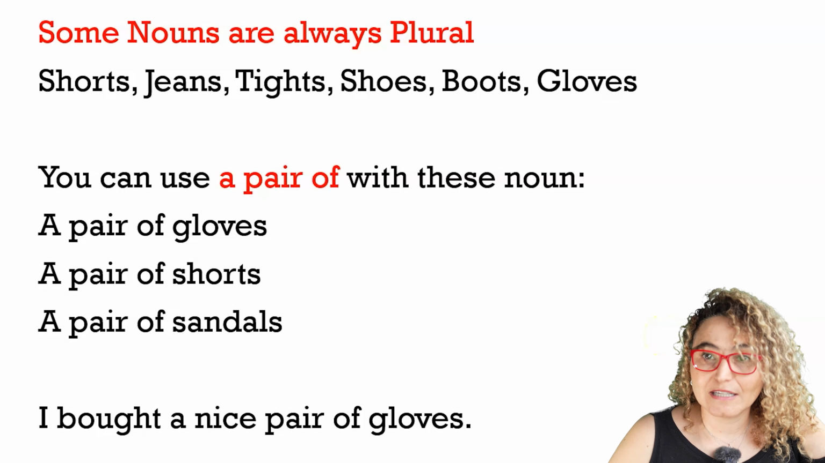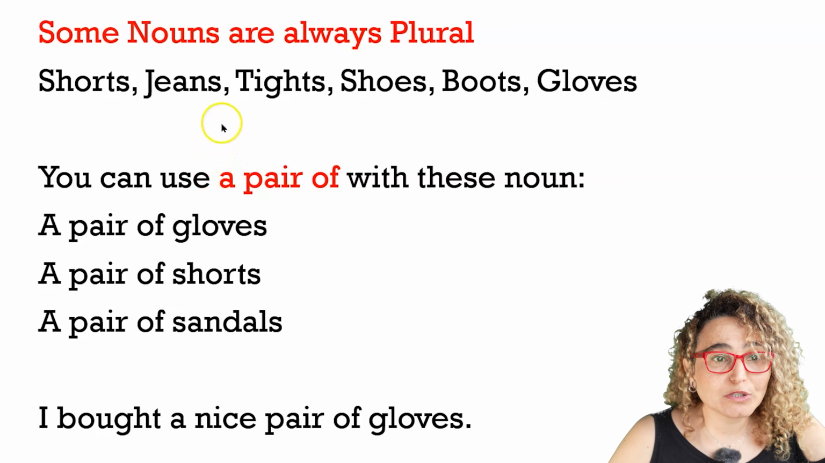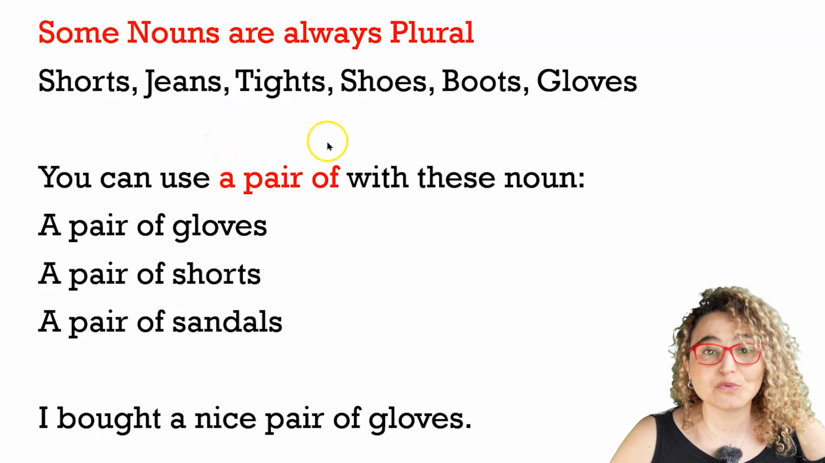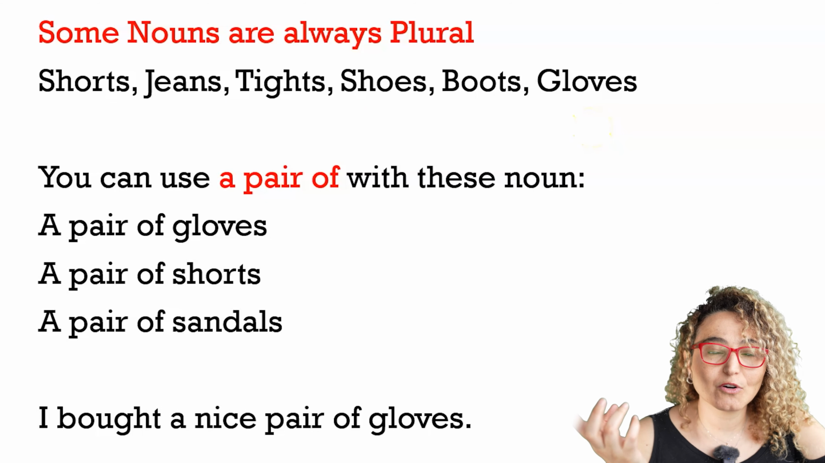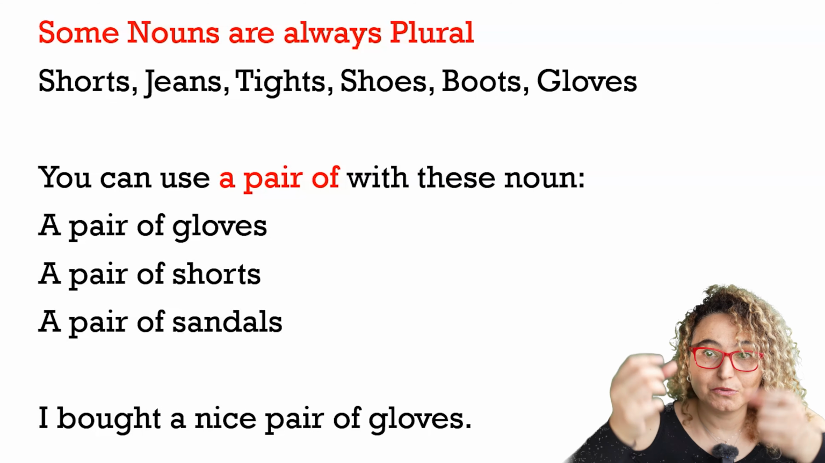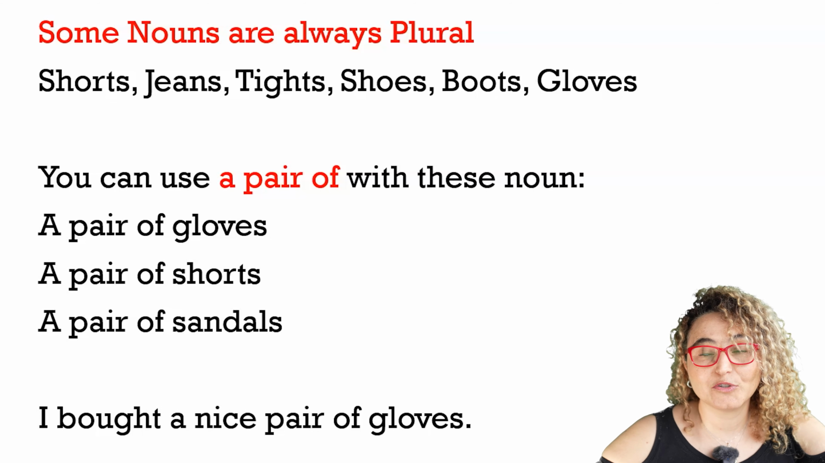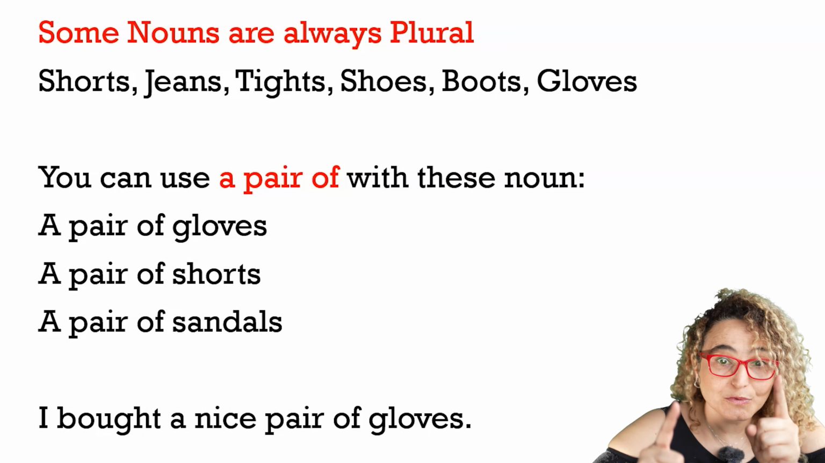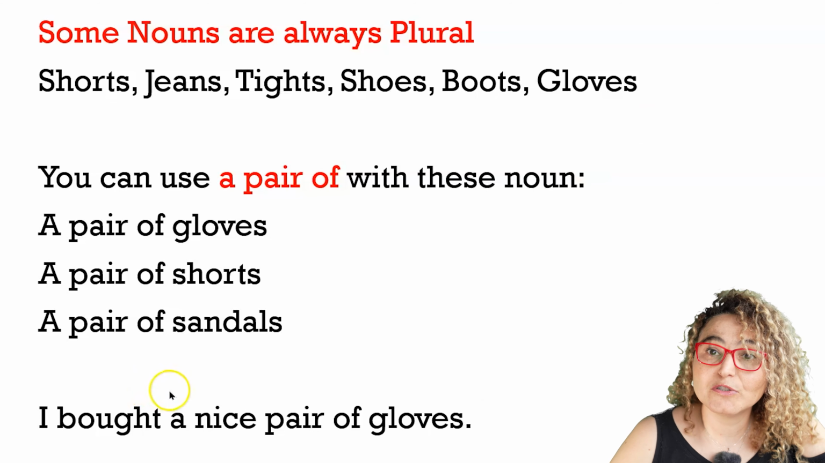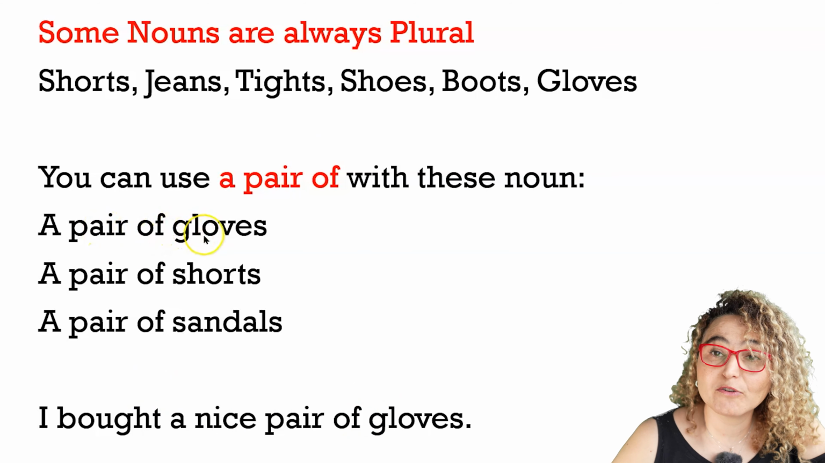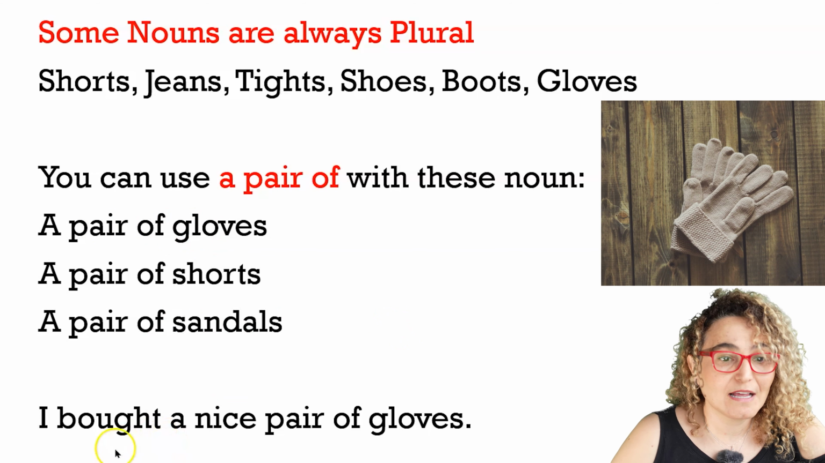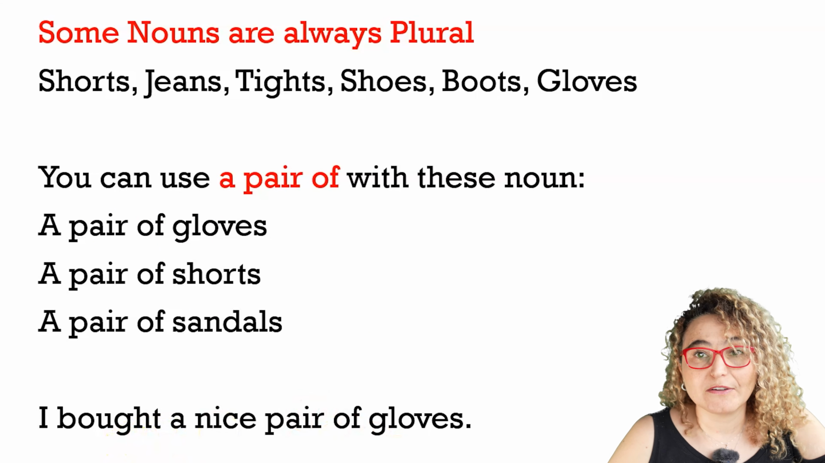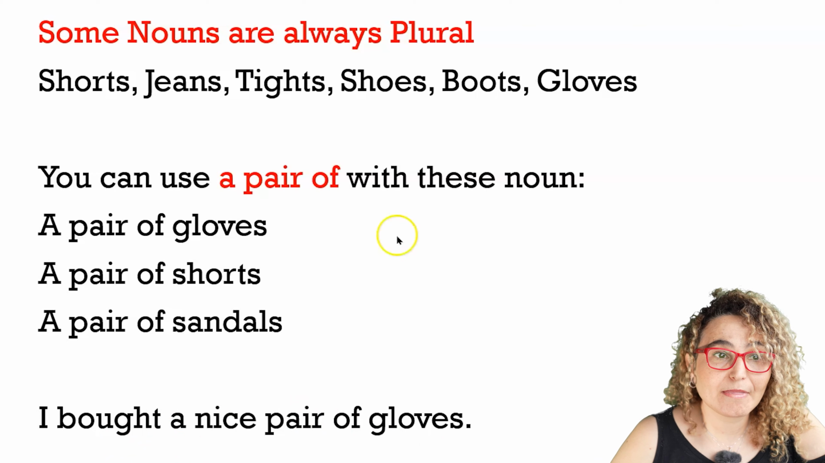Some nouns, like I said, are always plural. For example, shorts, jeans, tights, shoes, boots, and gloves. Think about it. Shorts or jeans or tights, they have two legs, right? Shoes, two pair of shoes, they are two. So if you're using a sentence, a pair of gloves, because there are two of them, a pair of shorts or a pair of sandals. So I bought a nice pair of gloves. So they are always plural.